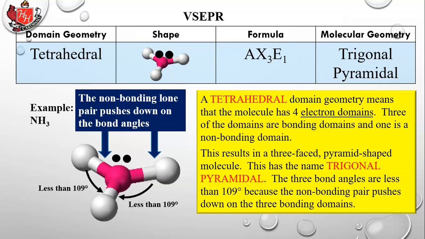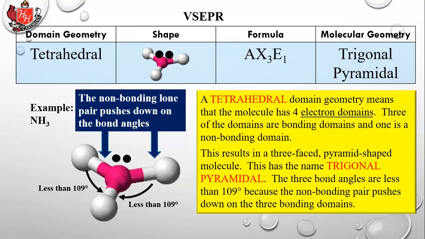It is not flat. That central atom is up above the 3 white terminal atoms, so it's forming a 3-sided pyramid. The 3 bond angles are less than 109 degrees because the non-bonding pair, that lone pair up on top, pushes down on the 3 bond domains. So up there in blue it says the non-bonding lone pair pushes down on the bond angles. And that's an example. That example is ammonia. So those angles are all less than 109 degrees.